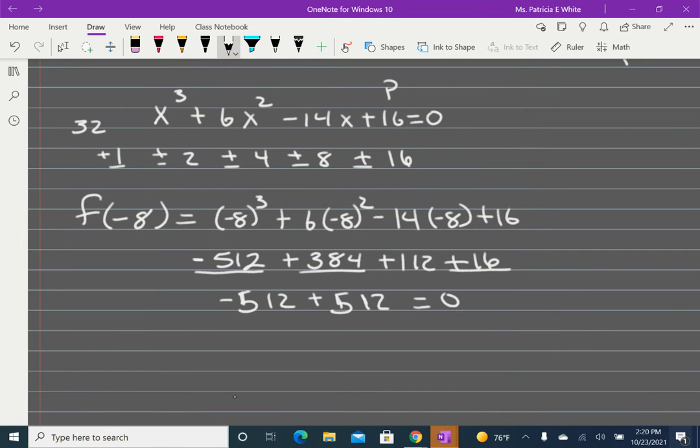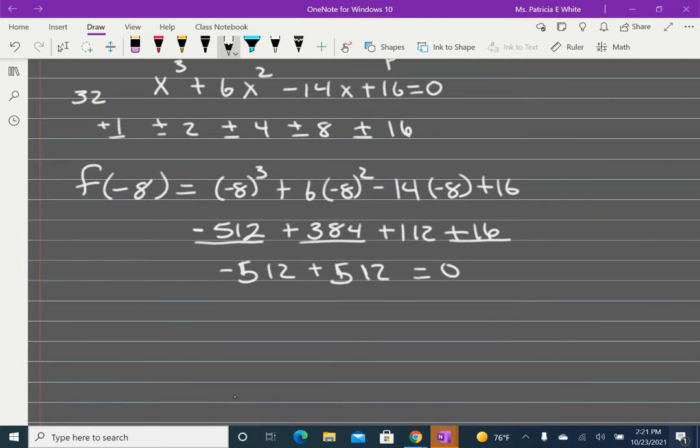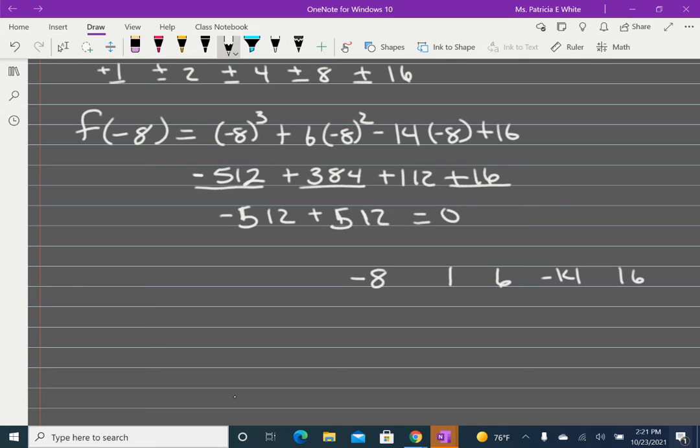All right, I'm going to check out those exponents. 3, 2, 1, 0. So I'm going to go ahead with my synthetic division. I am dividing by a negative 8. And that's going to give me 1, 6, negative 14, and 16. Remember, I'm just writing my coefficients from this down. Bring down that first term. 1 times negative 8. 6 plus negative 8 is a negative 2. That's a 16 positive. So that's a 2. So that's a 16 negative. And that's gone.